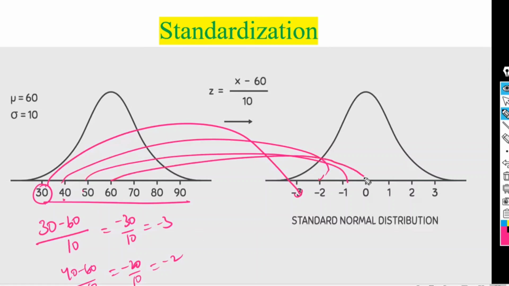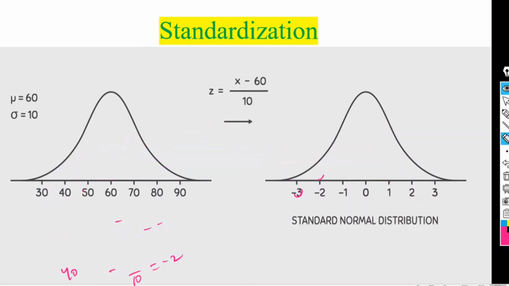Next, this value, 60 minus 60, that is 0. 70 minus 60 plus 10 divided by 10, 1. 80 minus 60 divided by 10, which is 2. 90 minus 60 divided by 10, which is 3. So now, each and every value is converted to the corresponding z-scores like this.